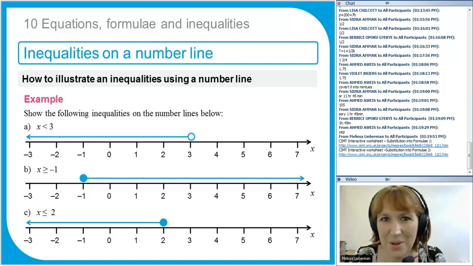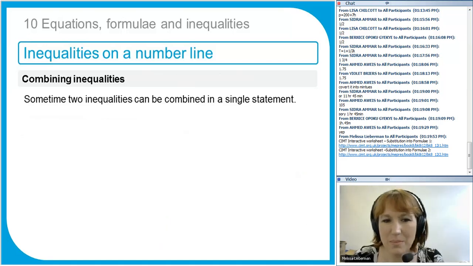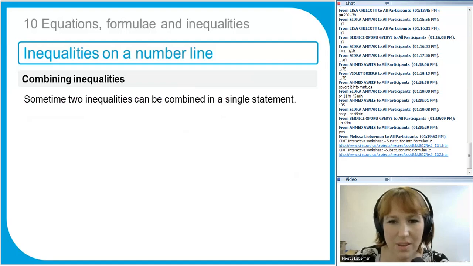There we go. Think you can have a go at those? They're not too bad, are they? Now, sometimes inequalities can be combined in a single statement. I'll just cover that here.